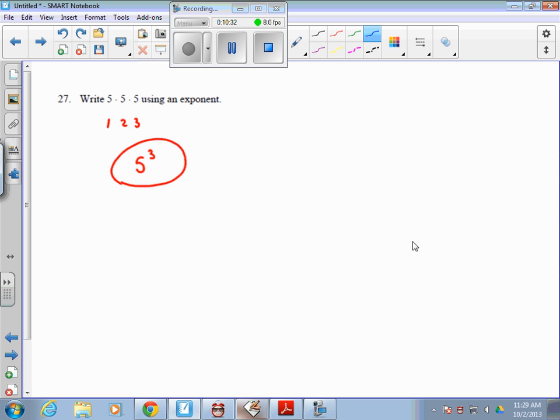Five times 5 times 5 using an exponent. That's 3 of them, so 5 to the third power.